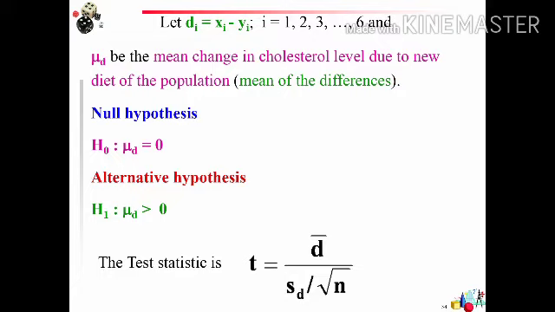Why do we take mu d greater than 0? Here the difference is xi minus yi, that is, before minus after value. We are focusing on the cholesterol reducing after giving the new diet plan, so the difference should be greater than 0. That's why we take the alternative hypothesis H1, that mu d is greater than 0. The corresponding test statistic is T equals d bar divided by sd by square root of n.